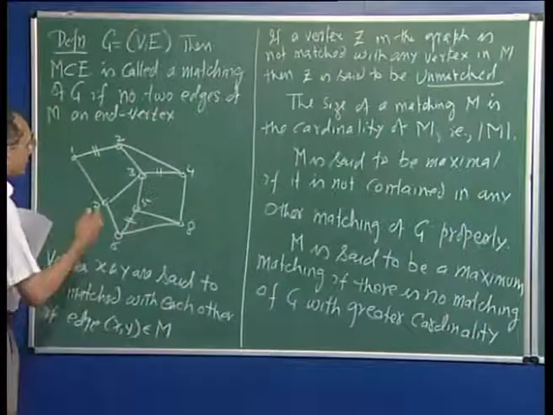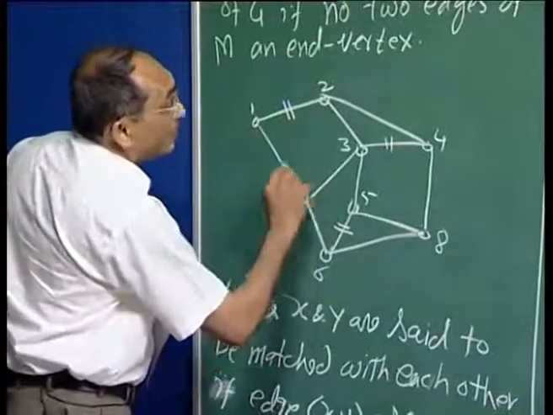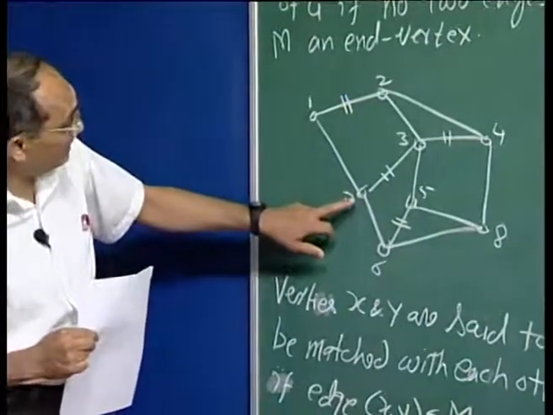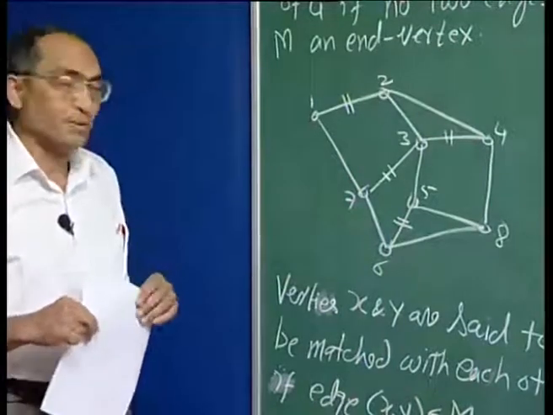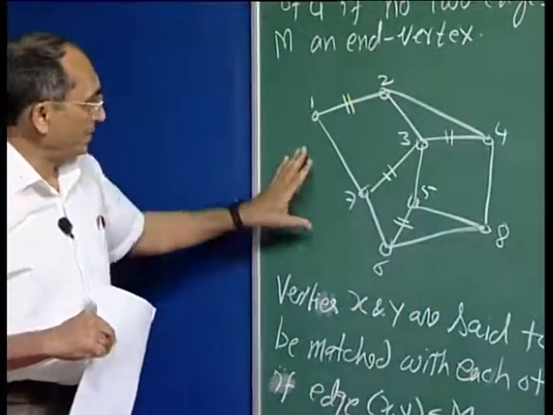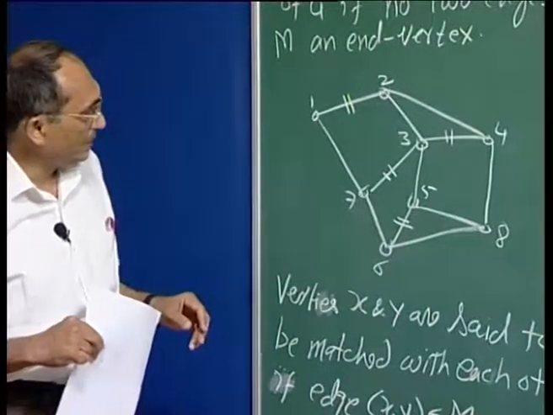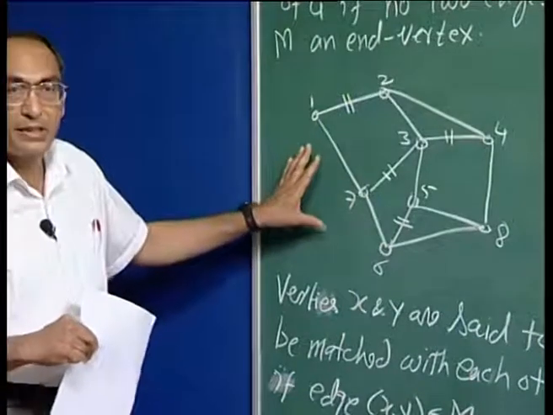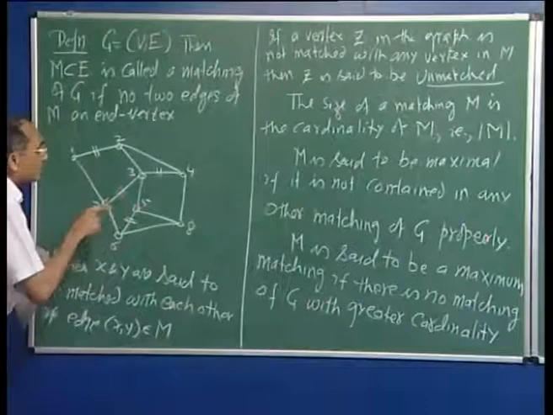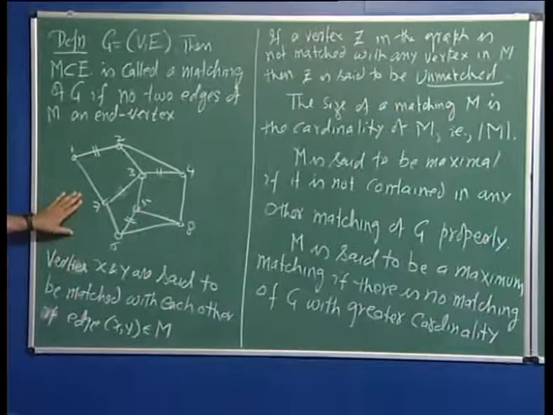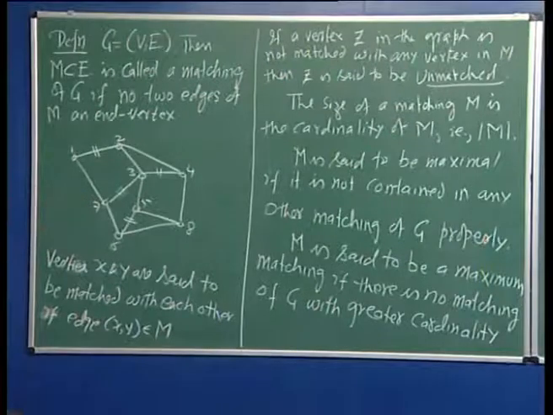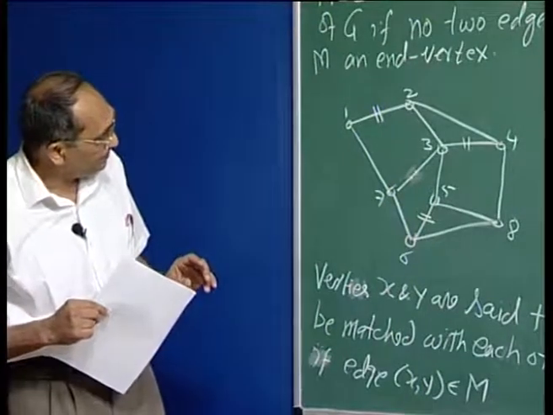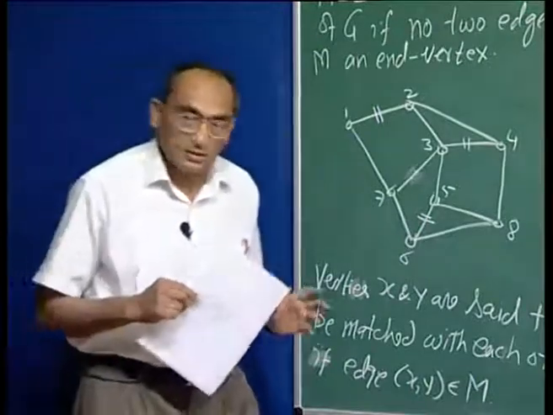So, in this case, for example, if I add one more edge, this is a maximal matching, because I can't add any more edge to M without violating the condition of sharing an end vertex. This is not valid. In fact, this is a maximal matching. You can't add any more. But this need not be a maximum matching. That we will later on try to figure out.